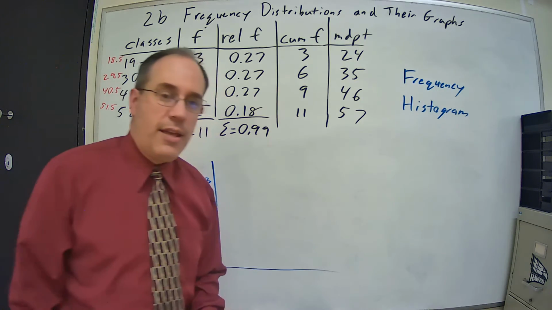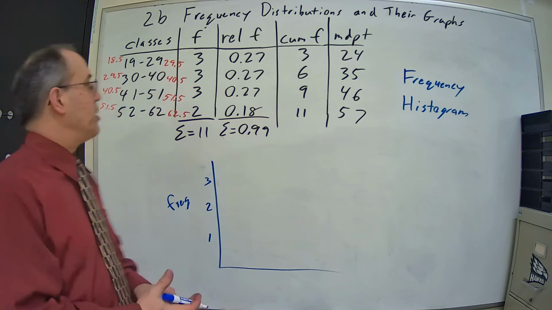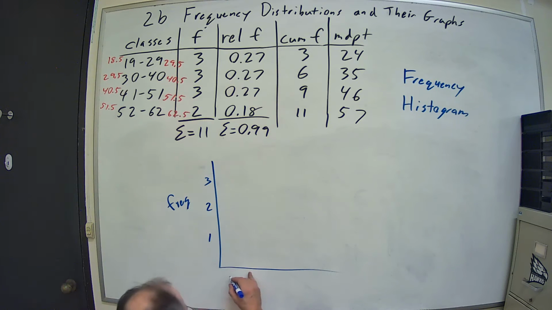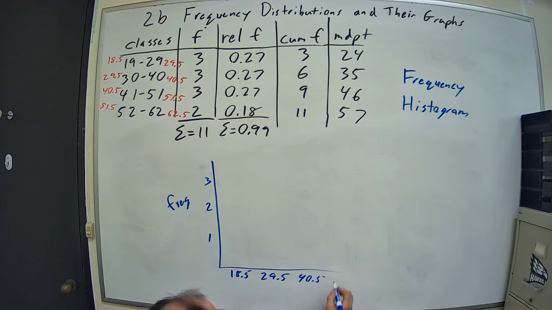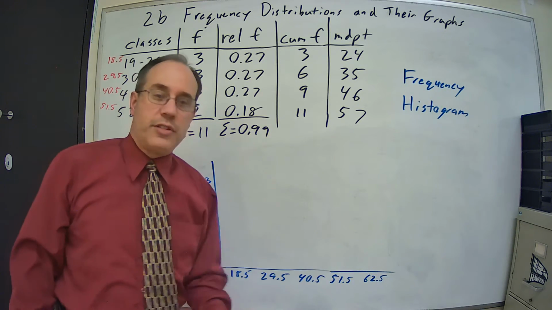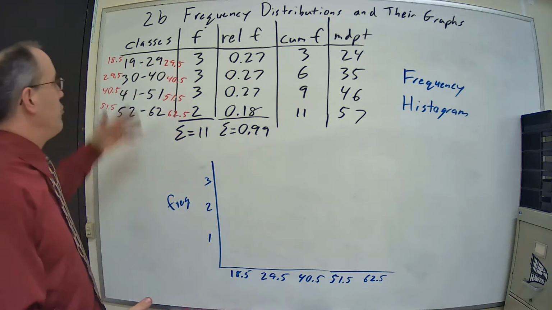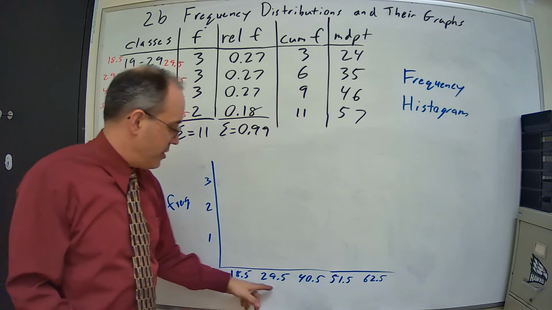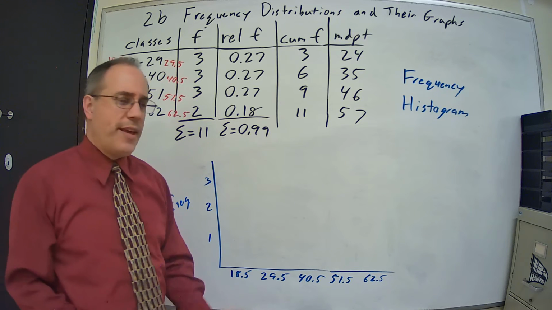The x-axis, as I said, the method I'm going to use is I'm going to use the class boundaries. So I see 18.5, 29.5, 40.5, 51.5, 62.5. So there we go, I have my class boundaries listed. And notice too that the class boundaries moved by the class width also. The class width on this was 11, and the class boundaries are moving by 11, which makes sense.